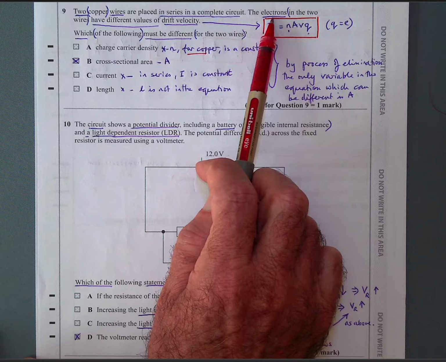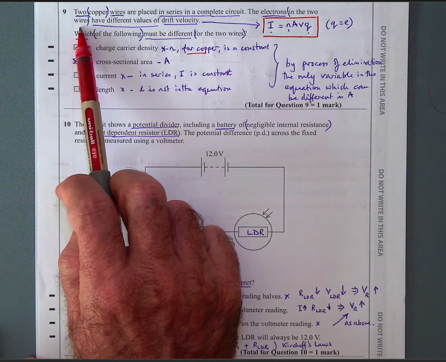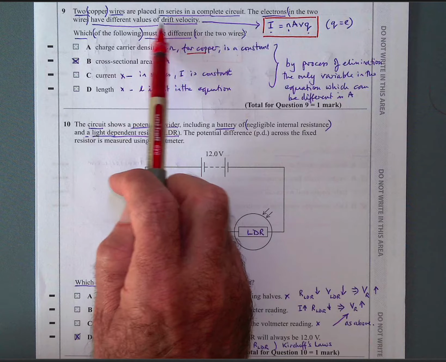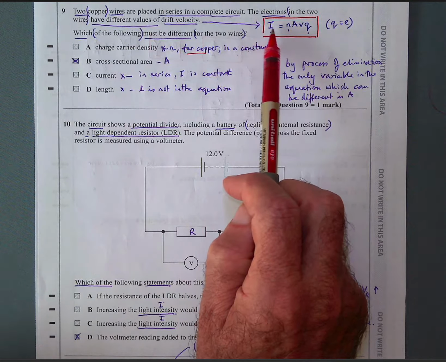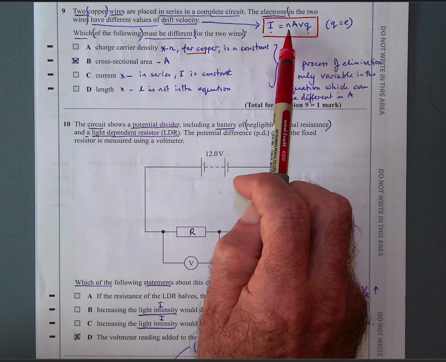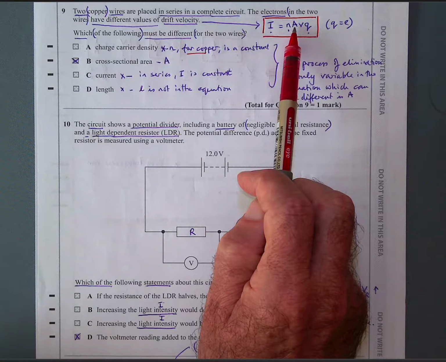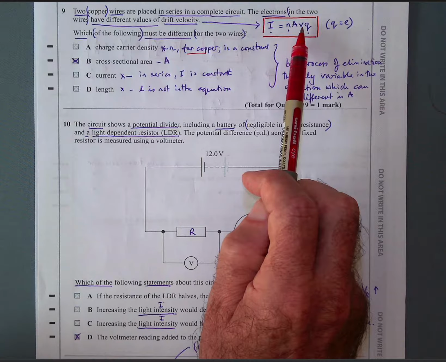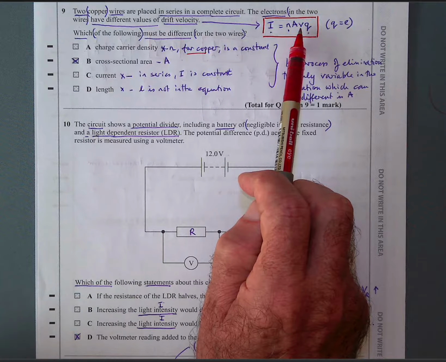The electrons in the 2 wires, so they're both made of copper, have different values of drift velocity. Well, the equation you need from the equation sheet is current is equal to nAvq, where n is the number of free electrons per meter cubed for the material. So n is constant. A depends, they haven't told us anything about A. V, they told us they have different drift velocities. That means there must be something different about them.